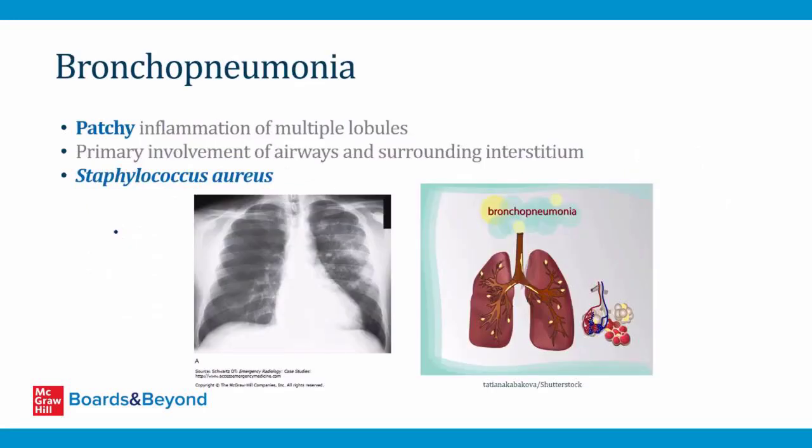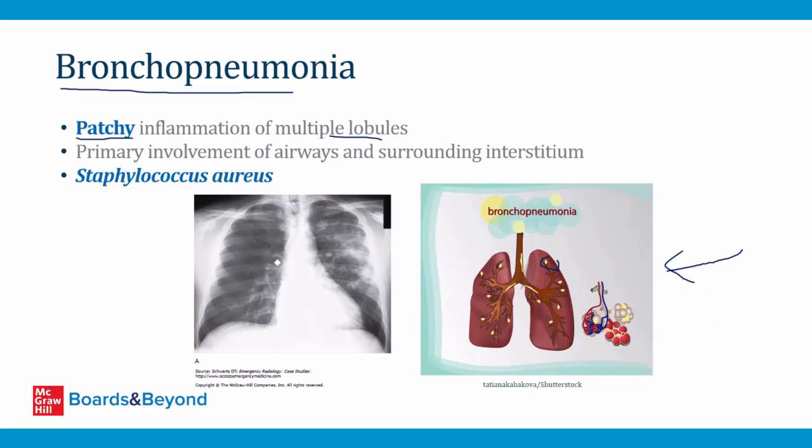Okay, now let's talk about a different pathologic form of pneumonia, and that's bronchopneumonia. So bronchopneumonia involves patchy inflammation of multiple lobules. So you don't get an entire lobe involved. Instead, you get little patches of inflammation. This is a cartoon of what it can look like over here on the right side of the screen. These little yellow areas are little patches of inflammation.